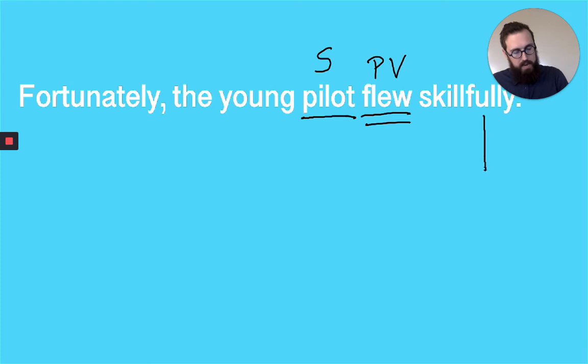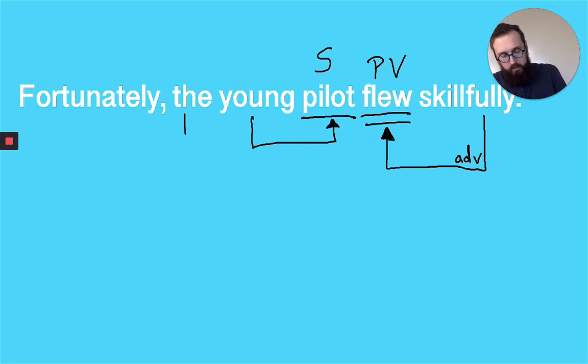Skillfully tells me how he flew, or how the pilot, I shouldn't say he, could have been she, he or she flew, the pilot flew. ADV, because it's describing a verb. Okay, pilot. So young tells me what kind of pilot. It's a young pilot. And the, which pilot. And then ADJ. I can connect those two lines because they're describing the same thing. And lastly, fortunately also tells me about how he flew.